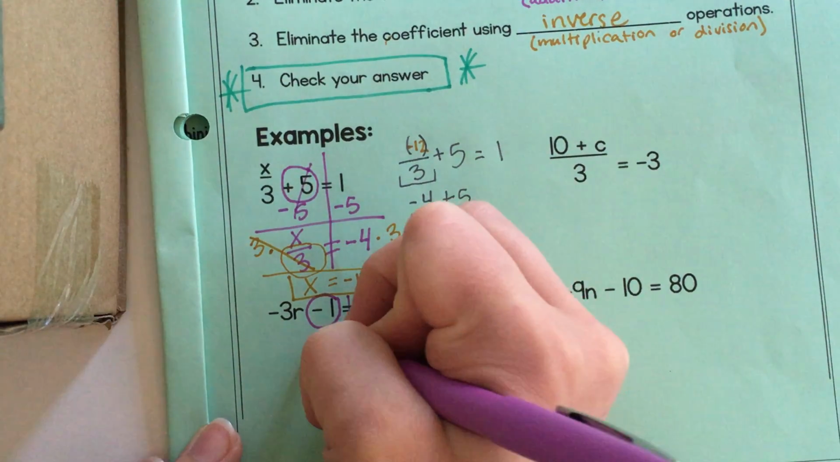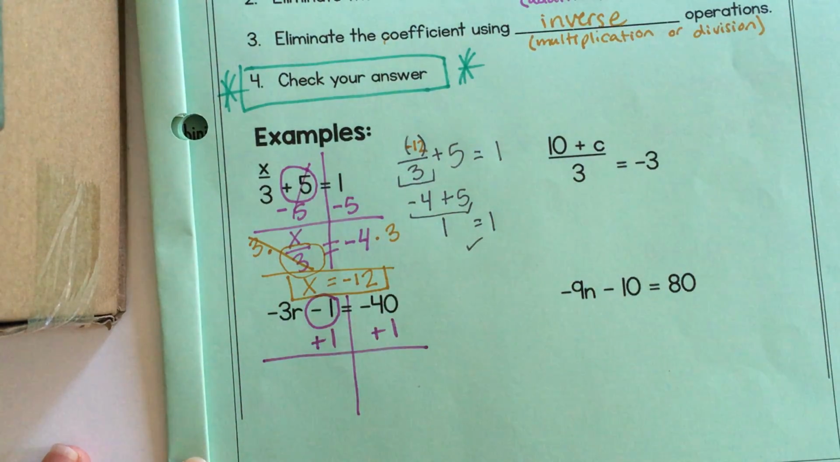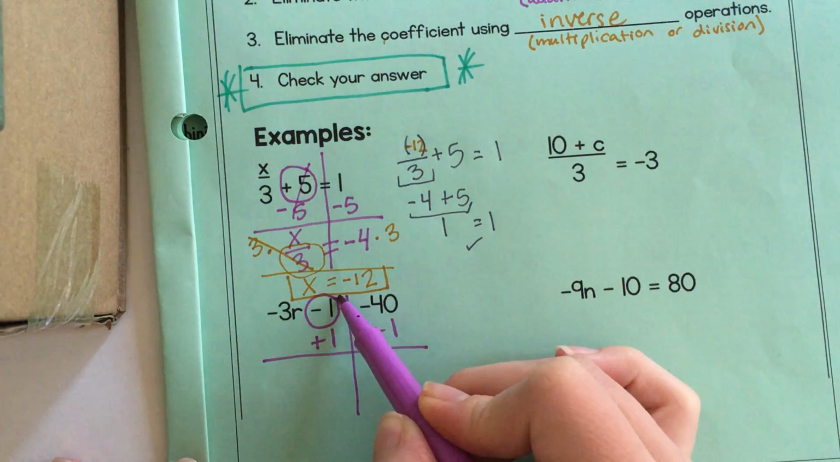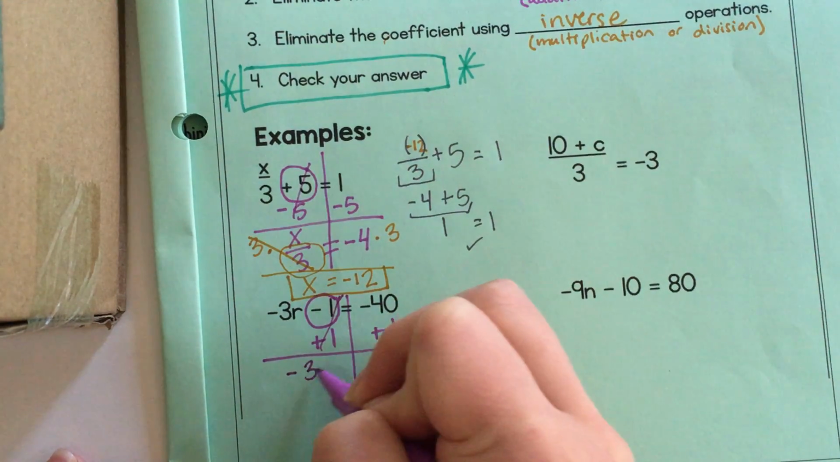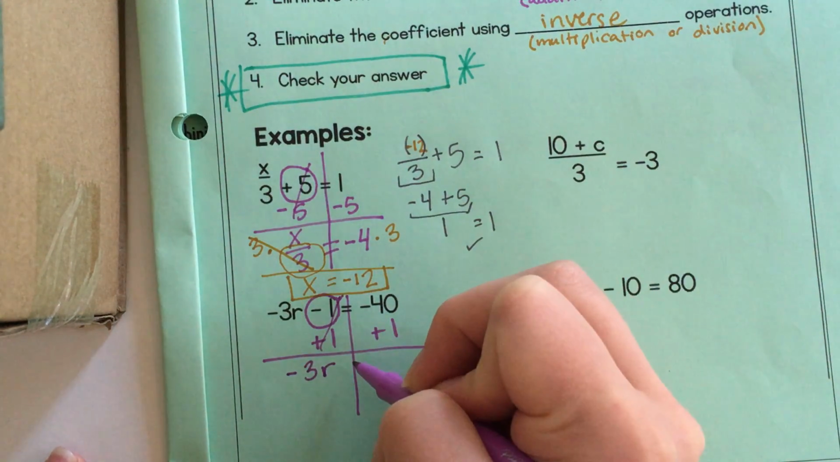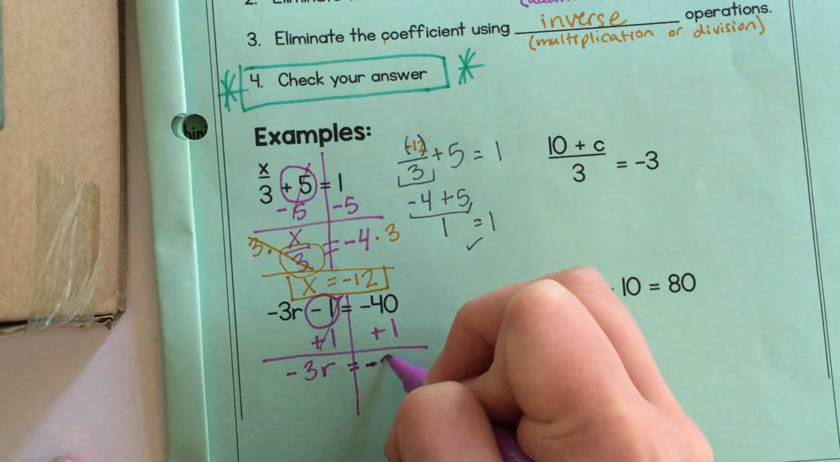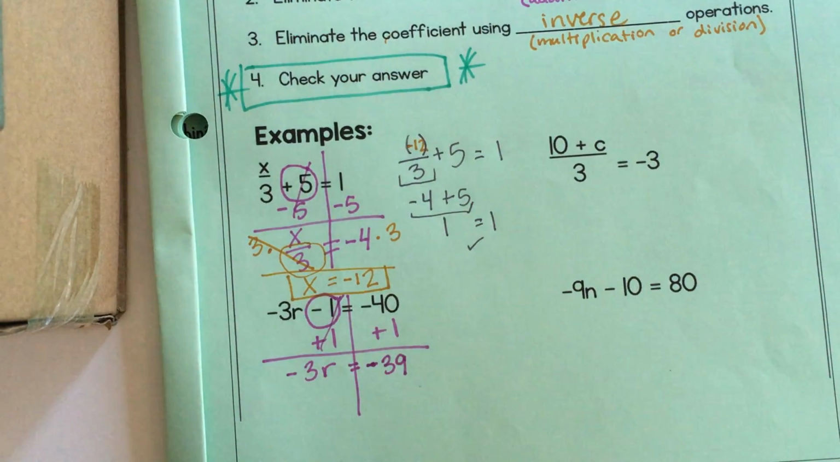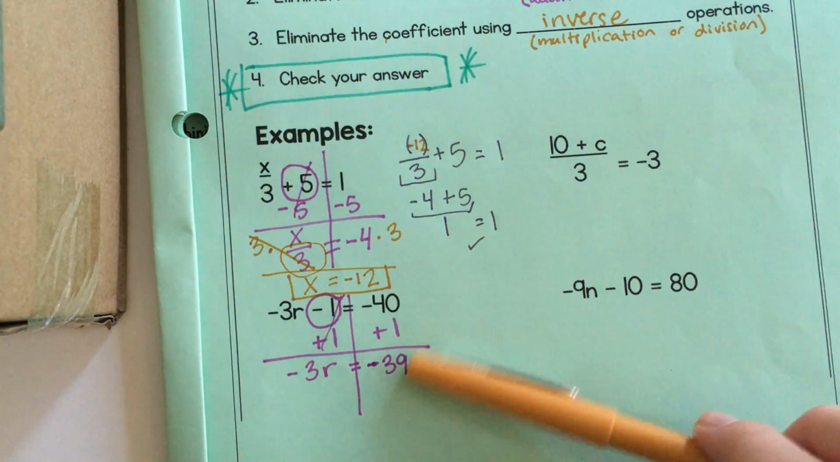Addition, so plus 1 on both sides. When we have minus 1 plus 1, that is 0. That's how we eliminate that term. So that all we have left is the negative 3r equals negative 39. We're at negative 40. Adding 1 is going to bring us one number closer to 0. So we have negative 39. Be careful with those.